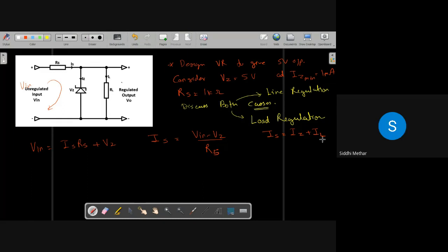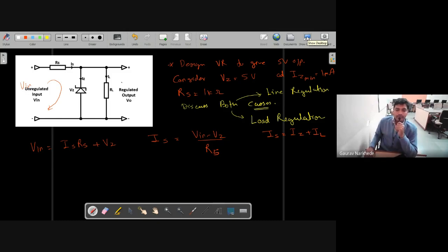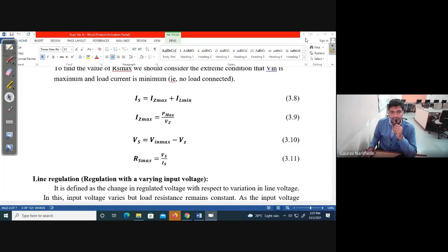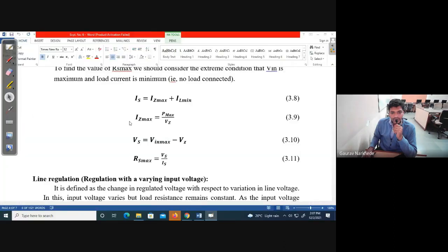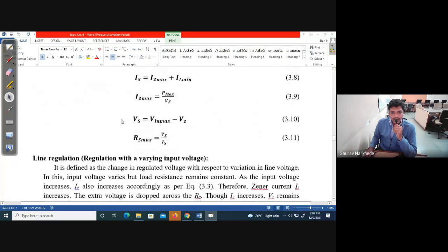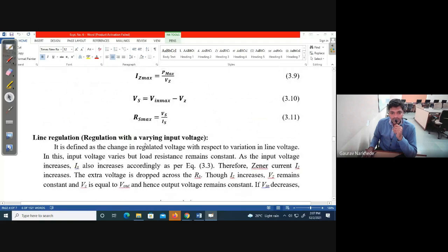Yes, sir. We need to discuss both the cases, so we will be designing it in our practical. Both the cases mean one is your variable input and the other is your variable output, or variable load, you can say. Line regulation means whenever the input is varying, still I am getting a constant output, that is called your line regulation.